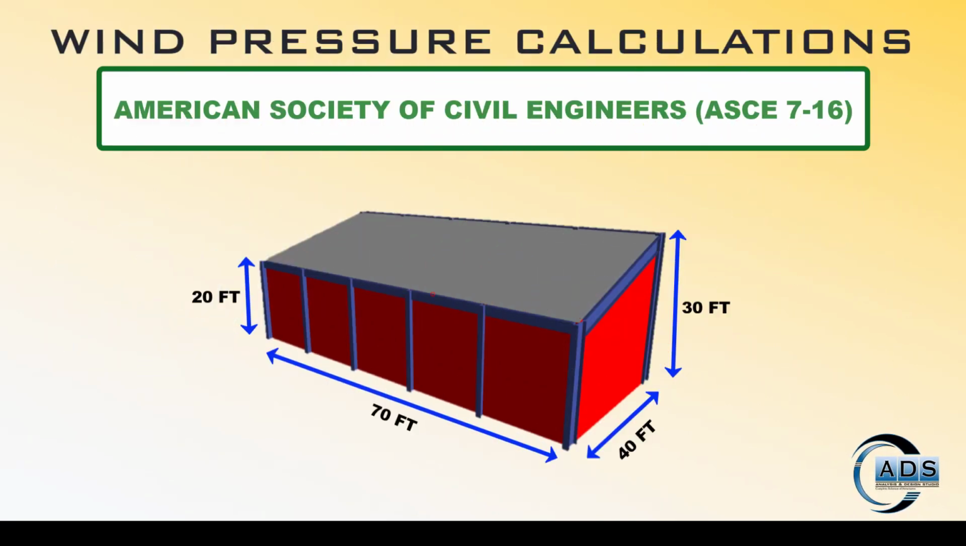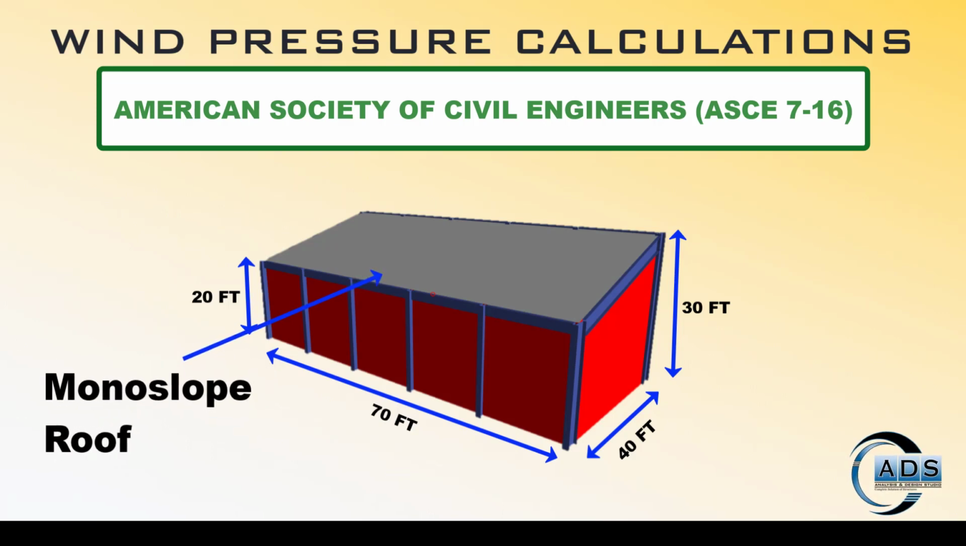So now let's get back to our example problem 2 and see how to calculate wind pressures on a monoslope roof building.